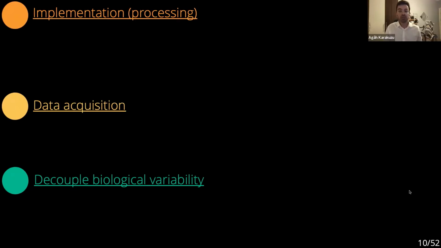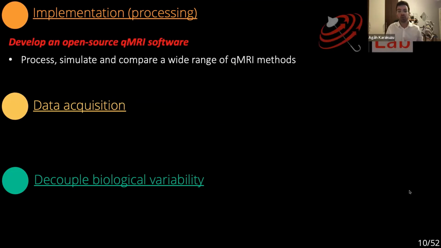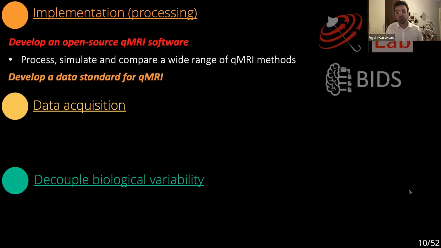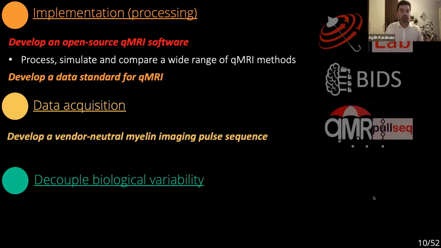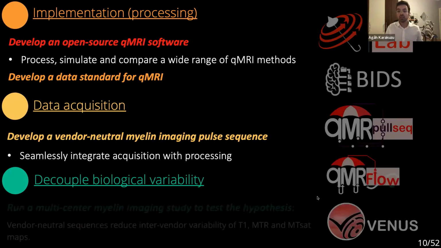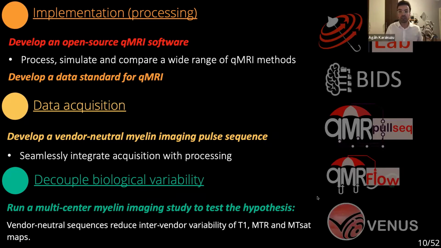And the objectives of my PhD project were to develop an open source quantitative MRI software and to develop a data standard for quantitative MRI at the implementation level. At the data acquisition level, it was to develop a vendor neutral myelin imaging pulse sequence. And finally, using these developed tools to run a multi-center myelin imaging experiment to test the hypothesis that vendor neutral sequences reduce inter-vendor variability of T1, MTR, and MT-set maps.